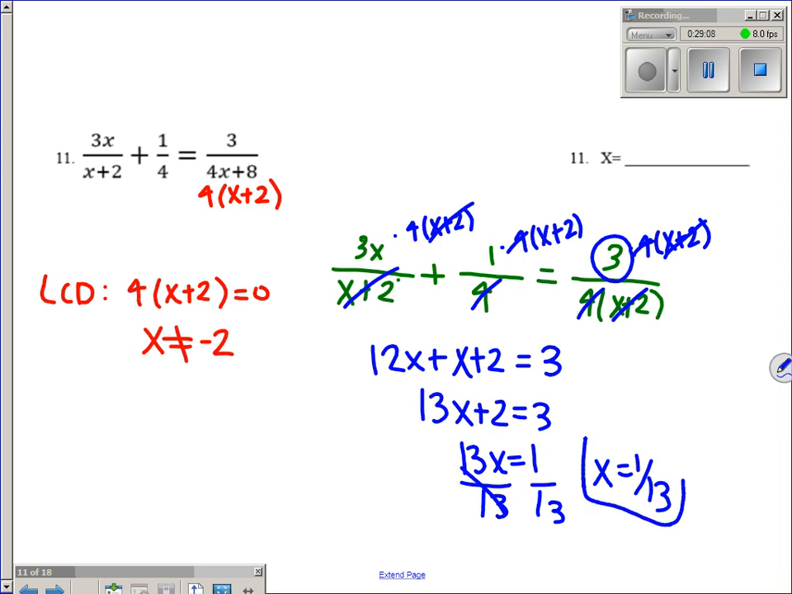Or you could write that as a decimal. I don't think we would take off points for that. It's fine to have a decimal. And again, check your restriction. x cannot equal negative 2, so 1/13 is a fine answer to have.